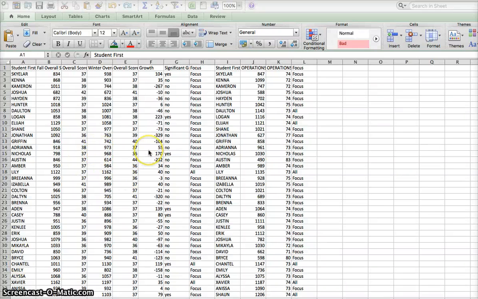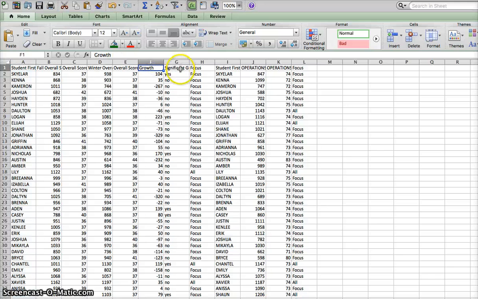For those of you who have spreadsheets that look different than the one with the simulated data, I went ahead and gathered another spreadsheet for some students that are actually in Algebra 1 right now. These are live students. And you can see that I calculated the growth, significant growth, and even found if they were in a focus area.